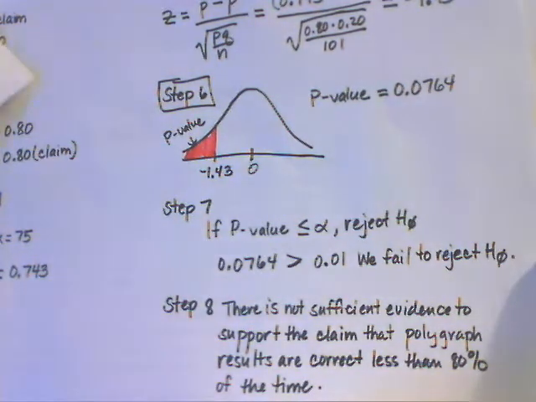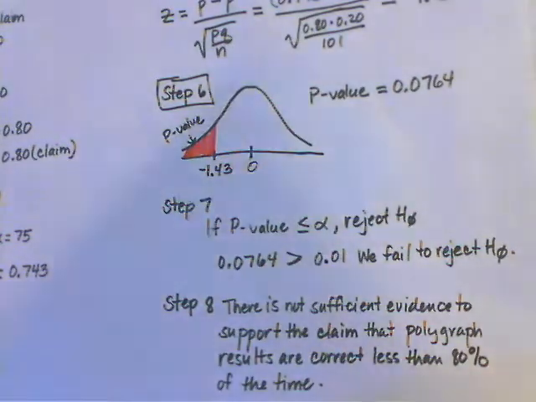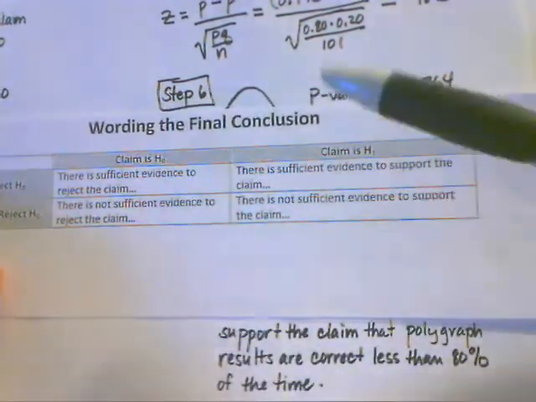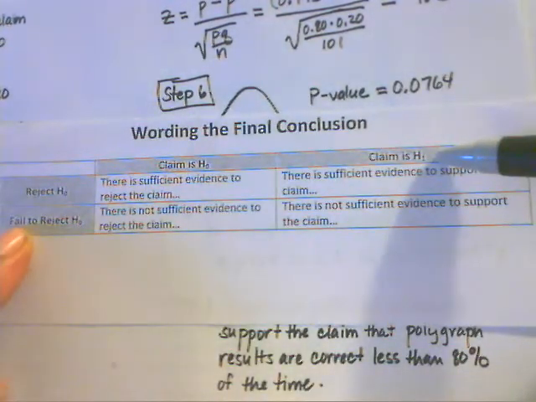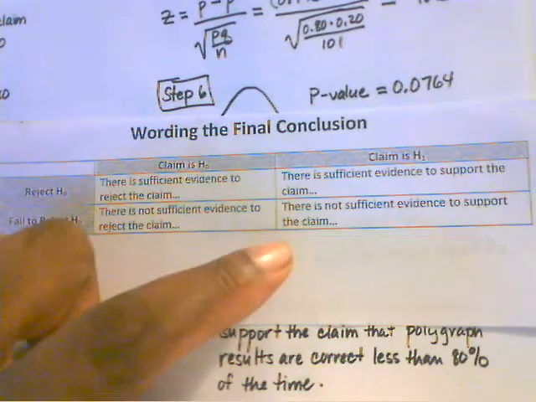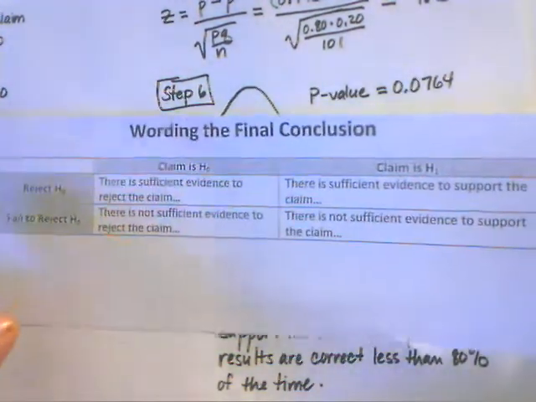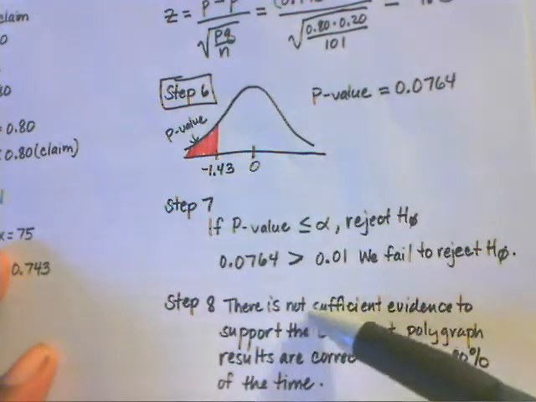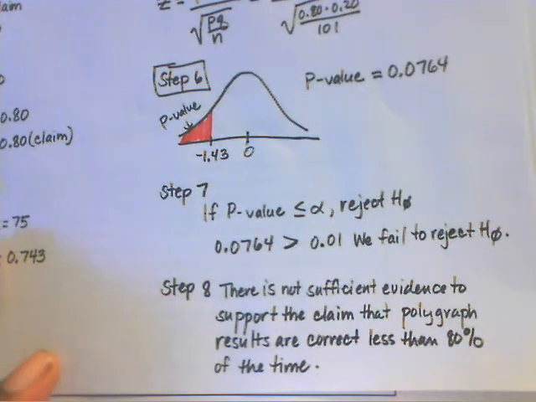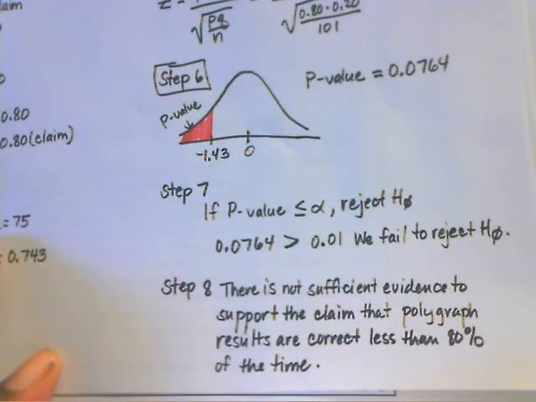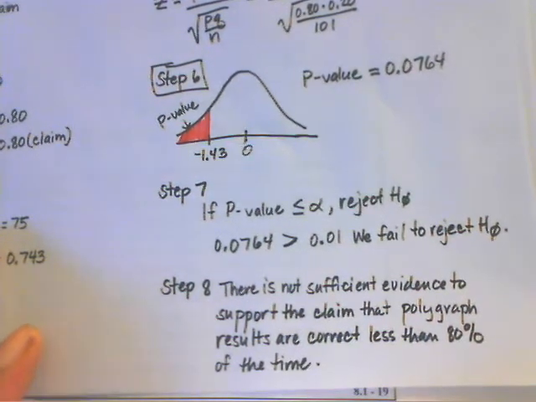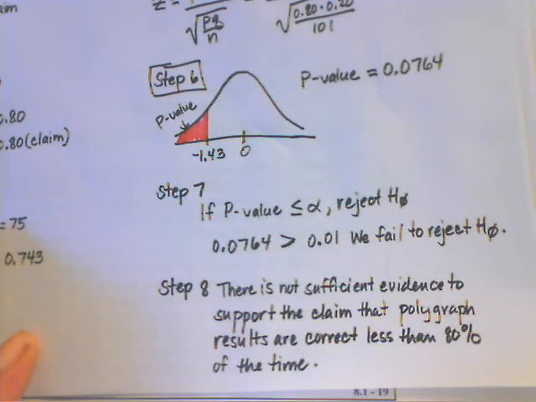And of course, our conclusion, I'll go ahead and pull that back up. The claim was an alternative hypothesis, and we're failing to reject the null hypothesis, which means this statement: there is not sufficient evidence to support the claim. So in this case here, we can say that there is not sufficient evidence to support the claim that the polygraph results are correct less than 80% of the time. Okay, so that's how we state our conclusion using simple non-technical terms.